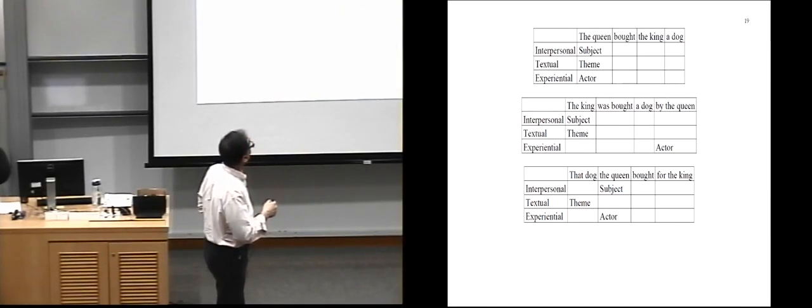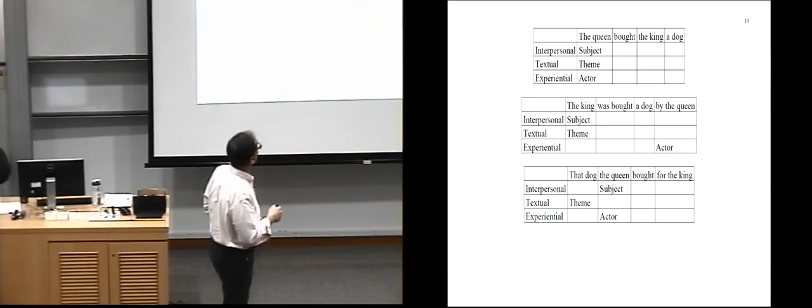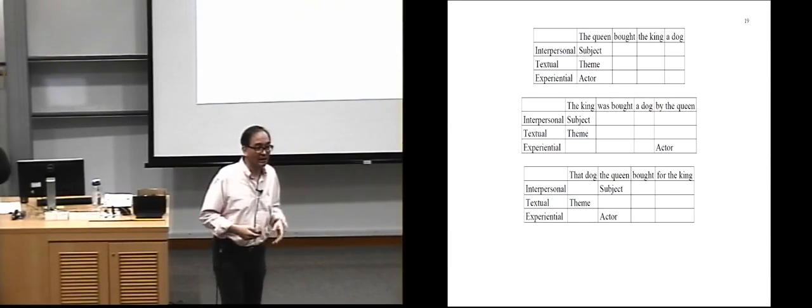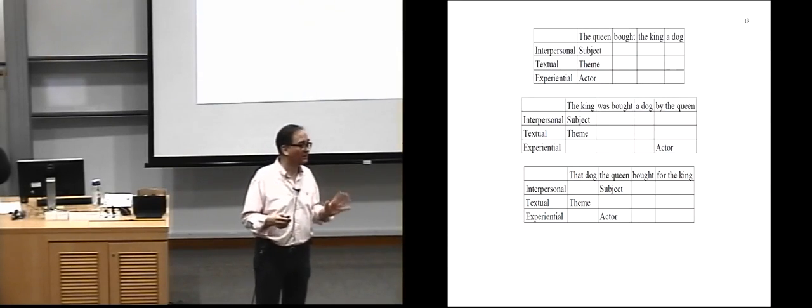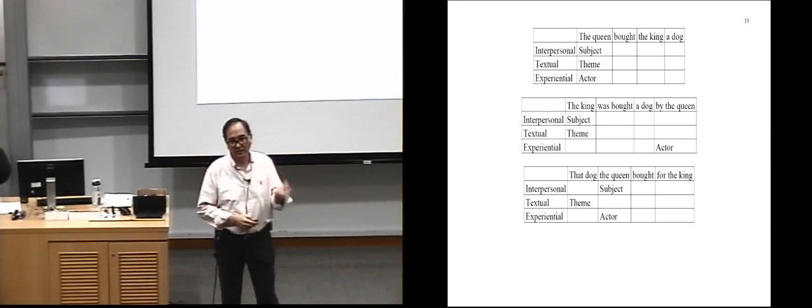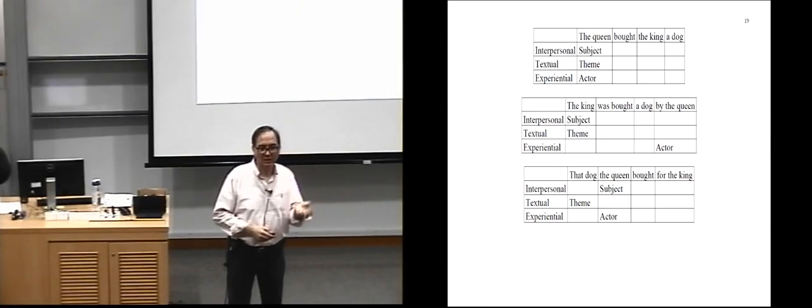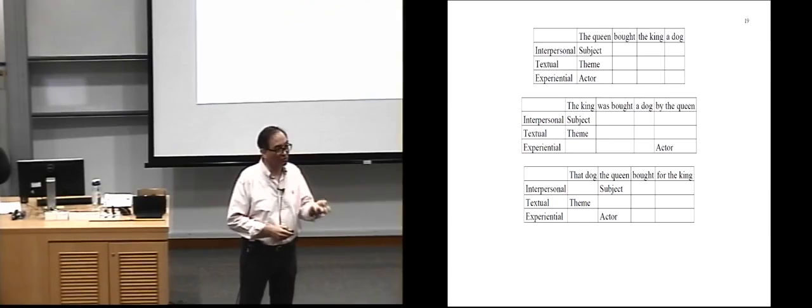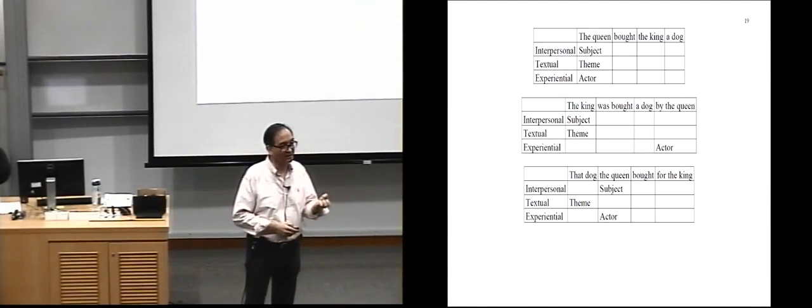So from the interpersonal point of view, we call this queen the subject. From the textual point of view, it's the theme. So here, we can simply say theme means topic. Subject means it's a kind of grammatical relationship. It's kind of the one that has responsibility for the truth of the statement.